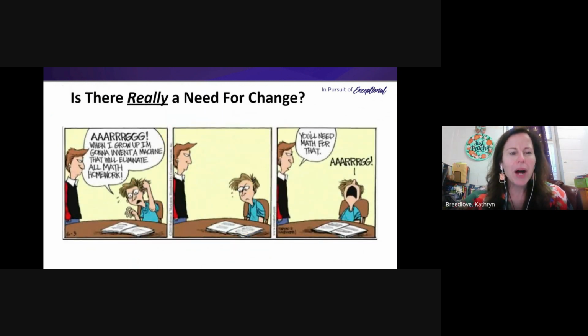So why do we really have to change? Let's take a look at this comic.